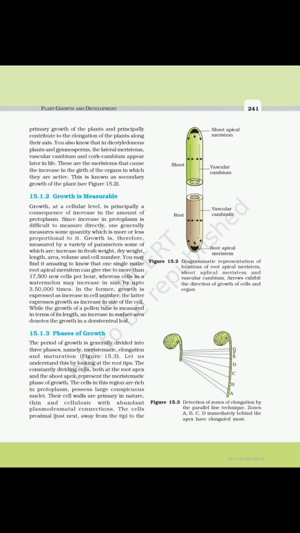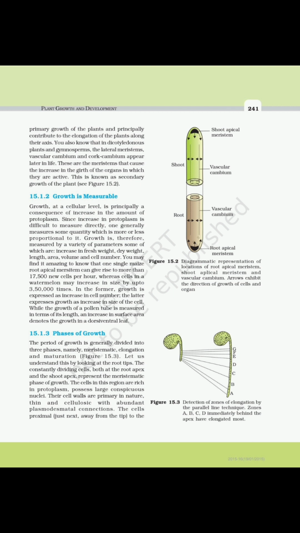15.1.2 Growth is measurable. Growth, at a cellular level, is principally a consequence of increase in the amount of protoplasm. Since increase in protoplasm is difficult to measure directly, one generally measures some quantity which is more or less proportional to it. Growth is, therefore, measured by a variety of parameters, some of which are increase in fresh weight, dry weight, length, area, volume and cell number.